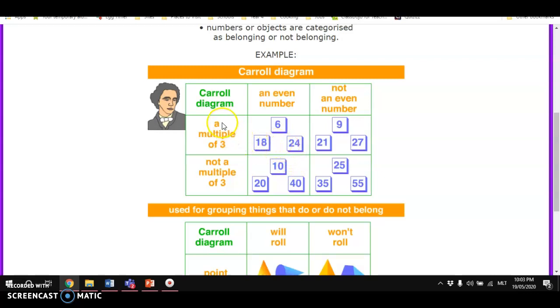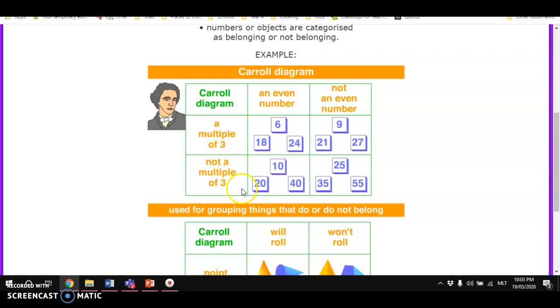Right? A multiple of 3 and an even number. Anything that is a multiple of 3 and an even number goes into this box. Okay? Look, multiple of 3 and even number. 6, 18 and 24 are all even numbers and they are all also multiples of 3. Okay? What about not even numbers? These are not even numbers. In brackets, they are all odd numbers and they are also all multiples of 3.